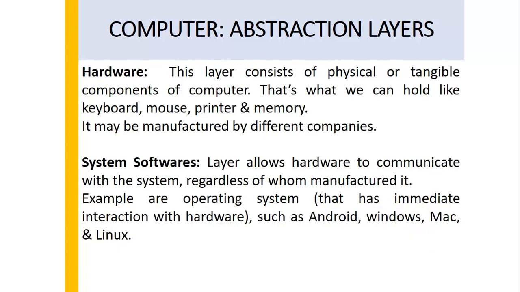So the hardware layer consists of the physical or tangible components of the computer. That is what we can hold, like a keyboard, mouse, printer, or memory cards. These are manufactured by different companies. Then we have system software. This layer allows hardware to communicate with the system regardless of who manufactured it. Examples are operating systems that have immediate interaction with hardware, such as Android, Windows, Mac, and Linux.